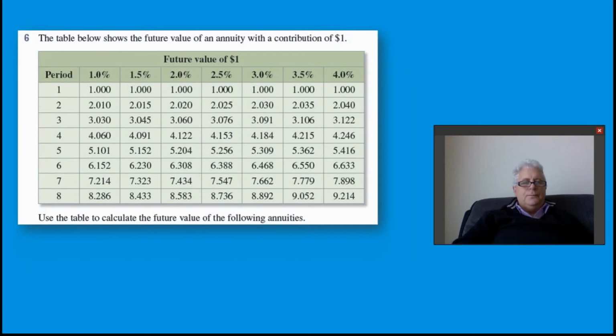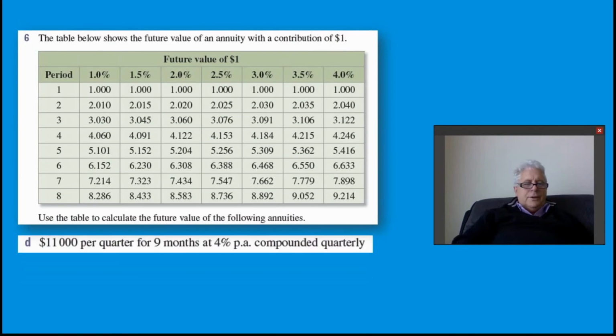Same table. This time, part D, $11,000 per quarter for 9 months at 4% per annum compounded quarterly. So again, interest rate. 4% per annum compounded quarterly. There's 4 of them in a year per annum. So 4% divided by 4 is 1% per quarter. Then that's our column, 1%.